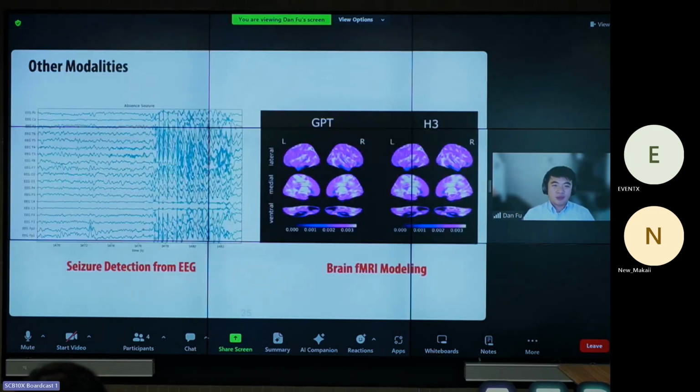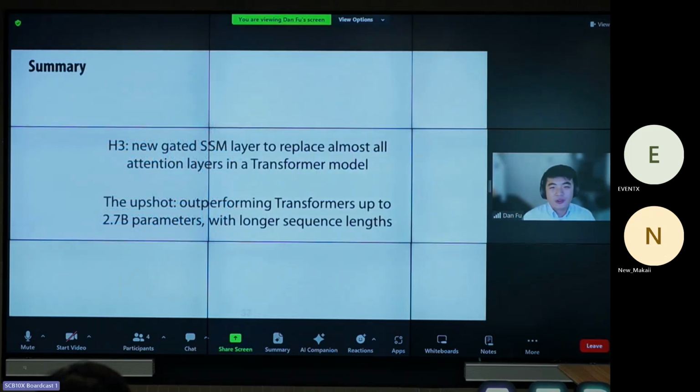In our paper, we also looked at some other modalities. We looked at seizure detection through EEGs and brain fMRI modeling, and found promising performance with H3. So in summary, from this first half of this talk, I told you about H3, the gated SSM layer that can replace almost all the attention layers in the transformer model. Hybrid gated SSM attention models actually outperform transformers, and we scaled up to 3 billion parameters and could scale to much longer sequences, with faster generation.